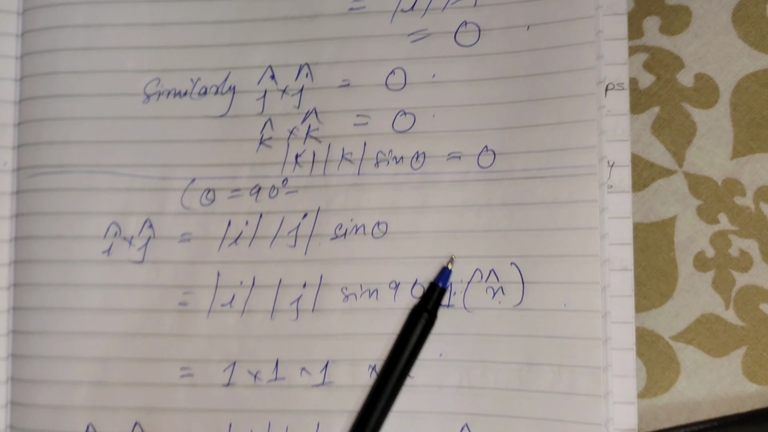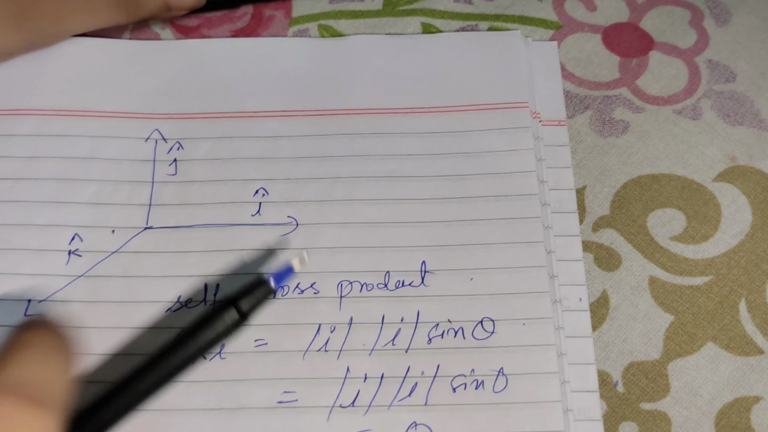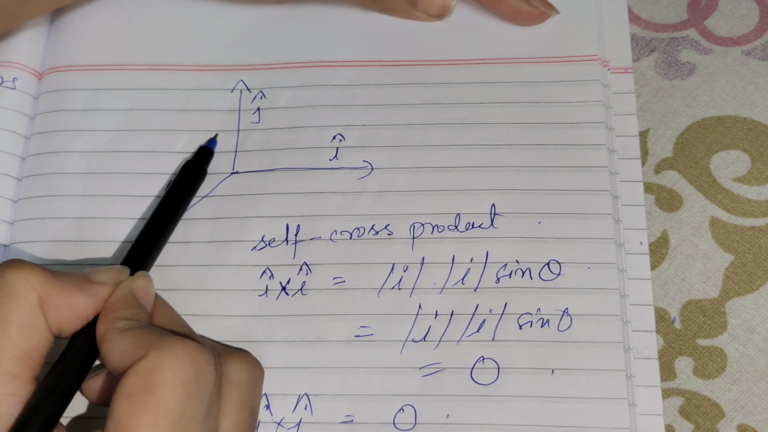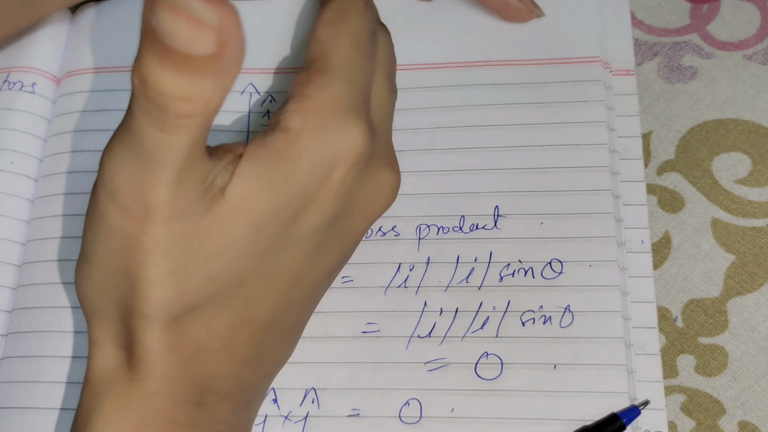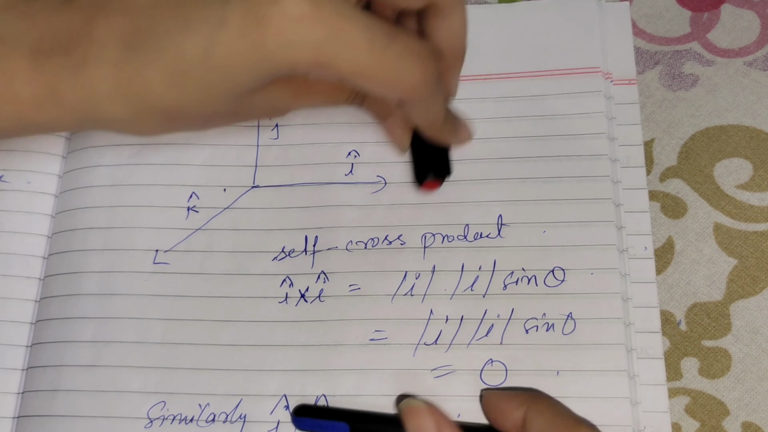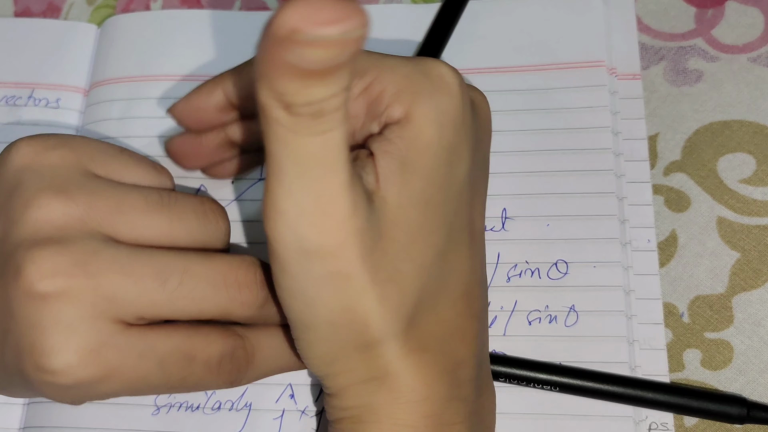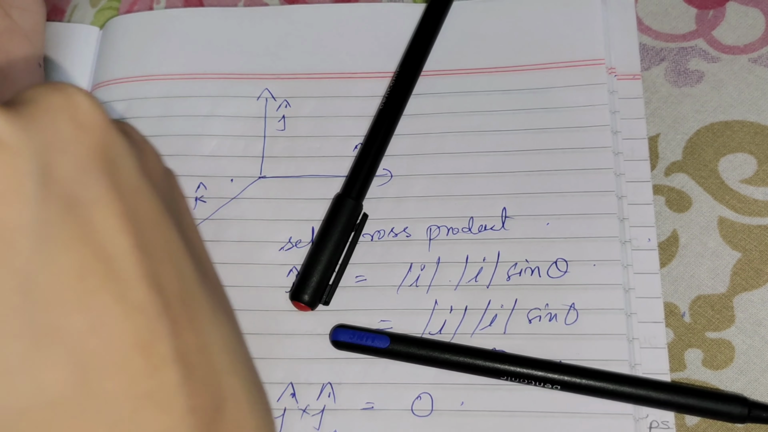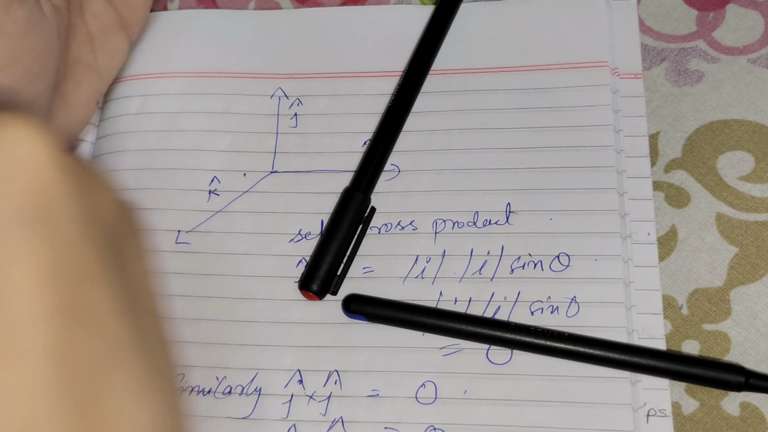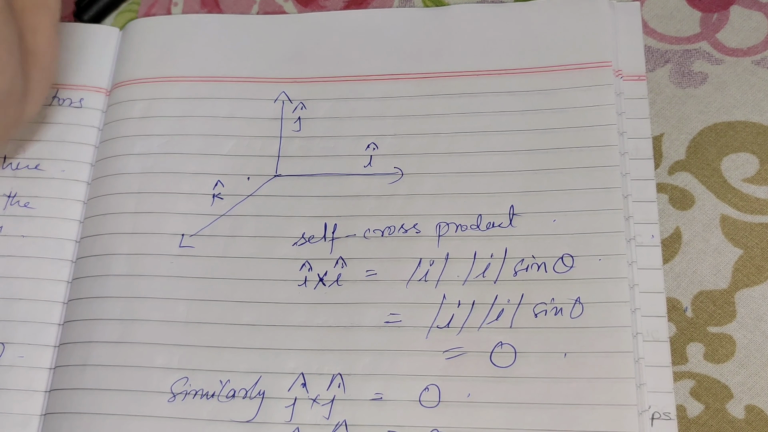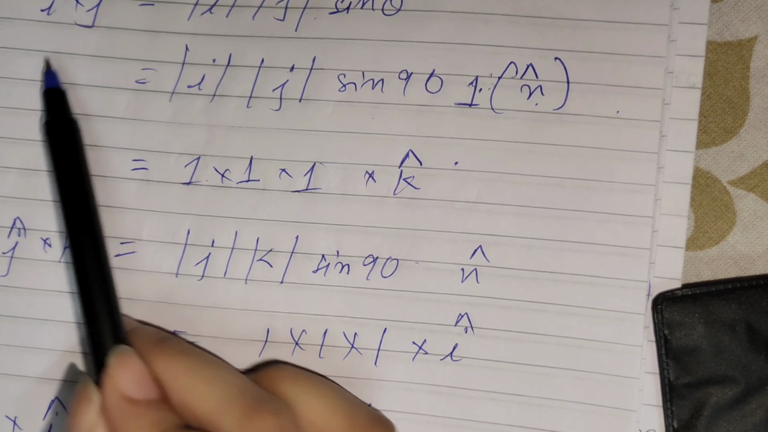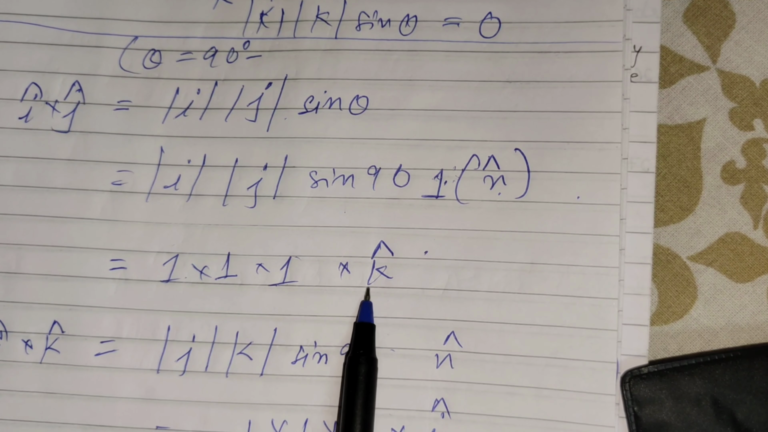I'm going to tell you how. This is I, this is J. From here to here it's going, again right hand thumb rule, and it's coming towards the K direction. If it is I, if it is J, if we do it like this, which direction are we getting? The Z direction. See? X, Y, Z direction we are getting. So without giving a second thought, always remember, if it is I cross J, the direction would be K.